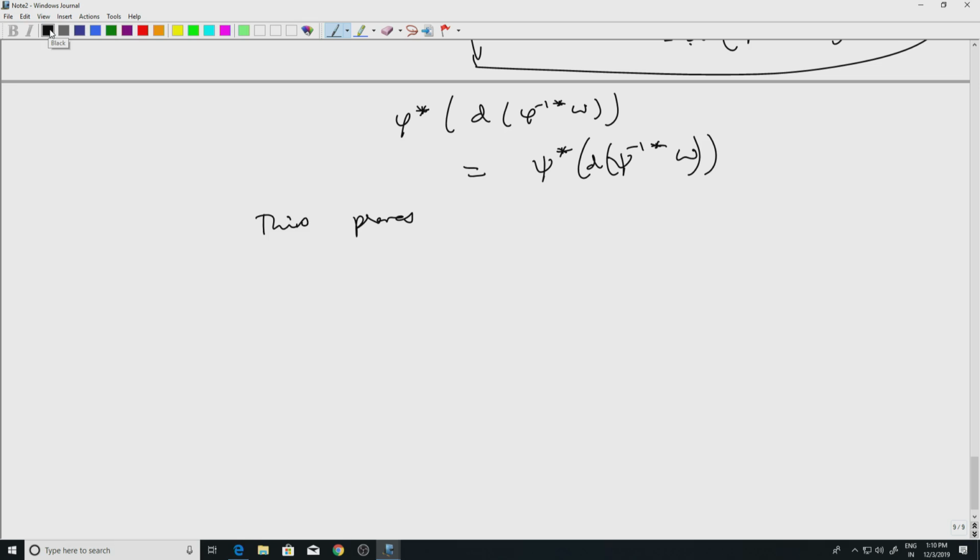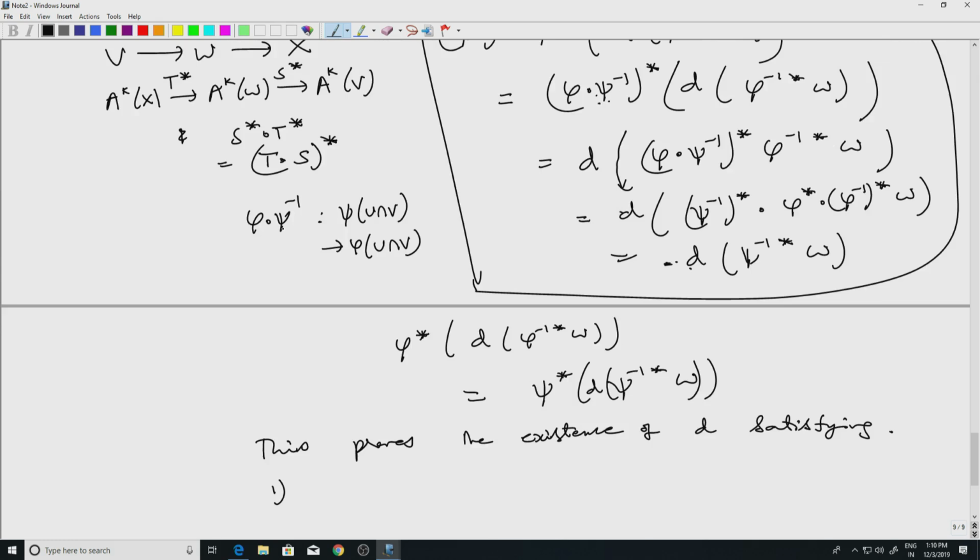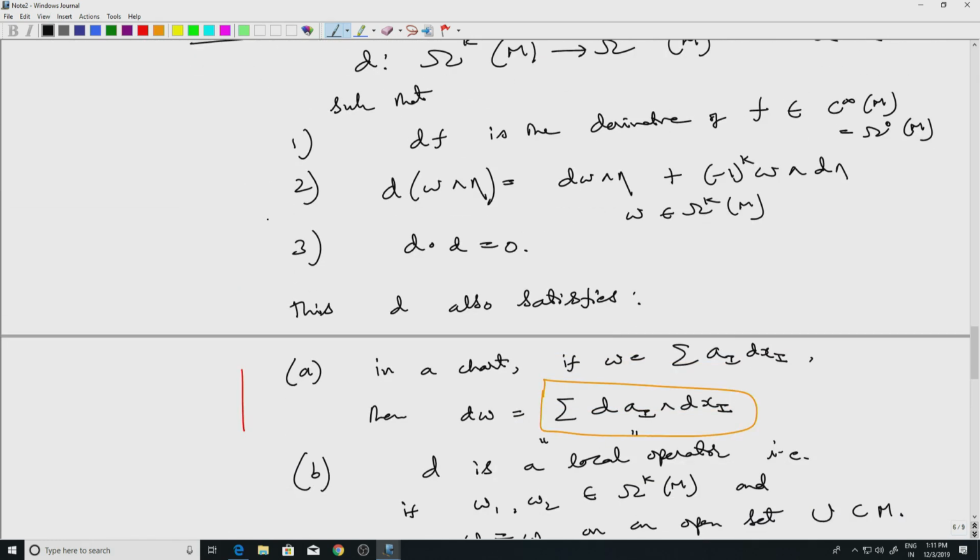So this proves the existence of d satisfying the properties which are listed in the theorem, 1 to 3.